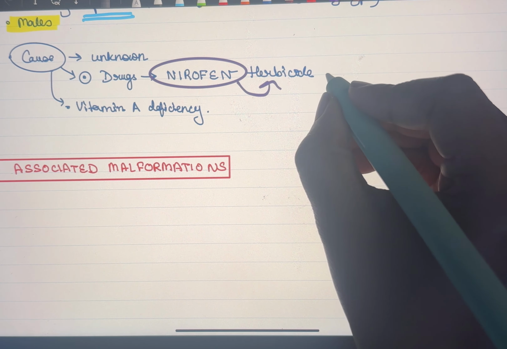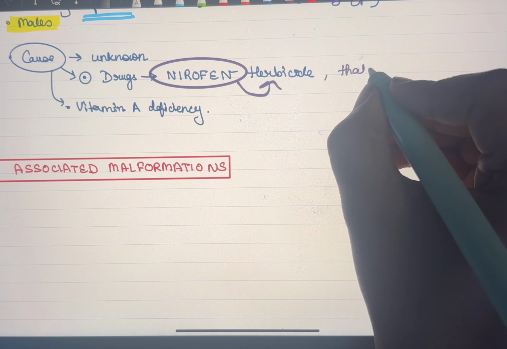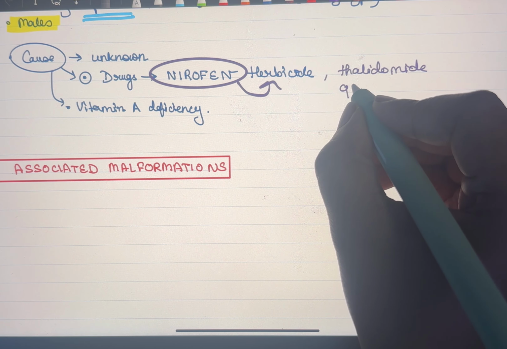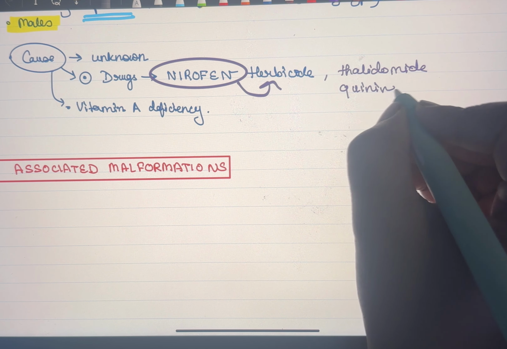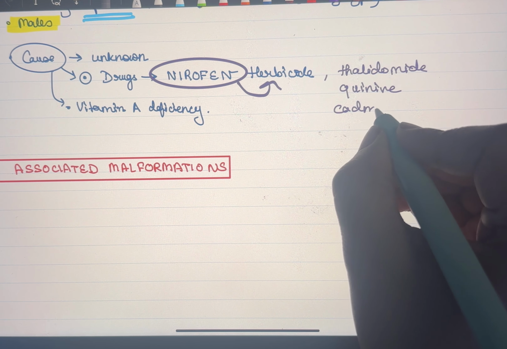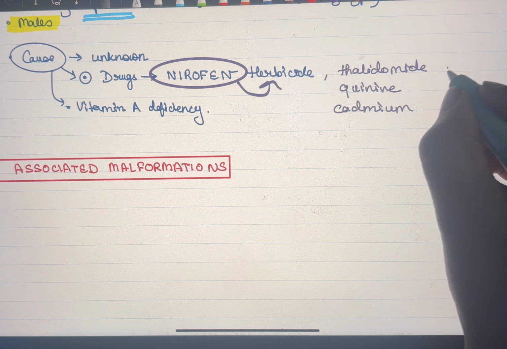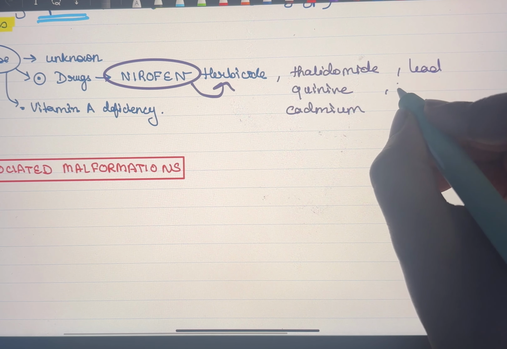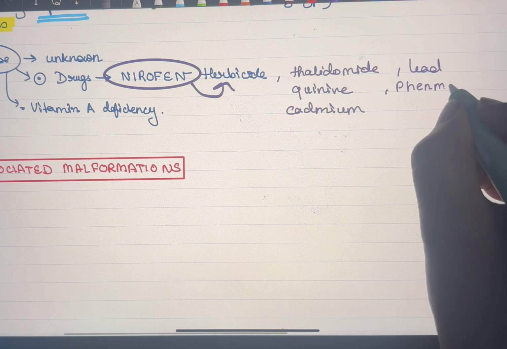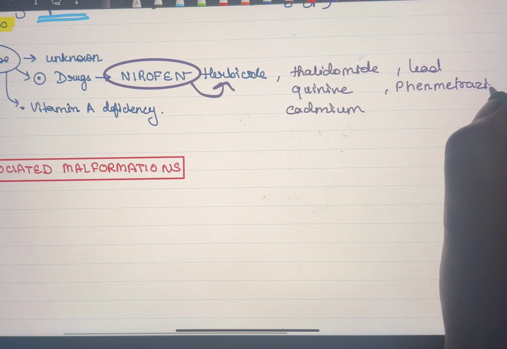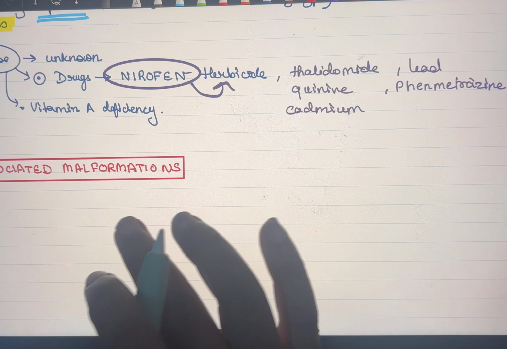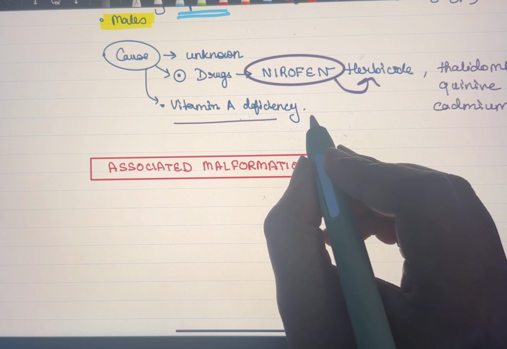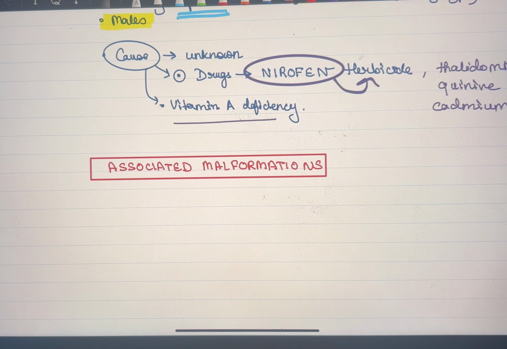Apart from that, we can remember thalidomide, quinine, cadmium, lead, and phenmetrazine. These are the drugs that can cause congenital diaphragmatic hernia. And vitamin A deficiency also causes congenital diaphragmatic hernia because of retinoid regulatory target genes.